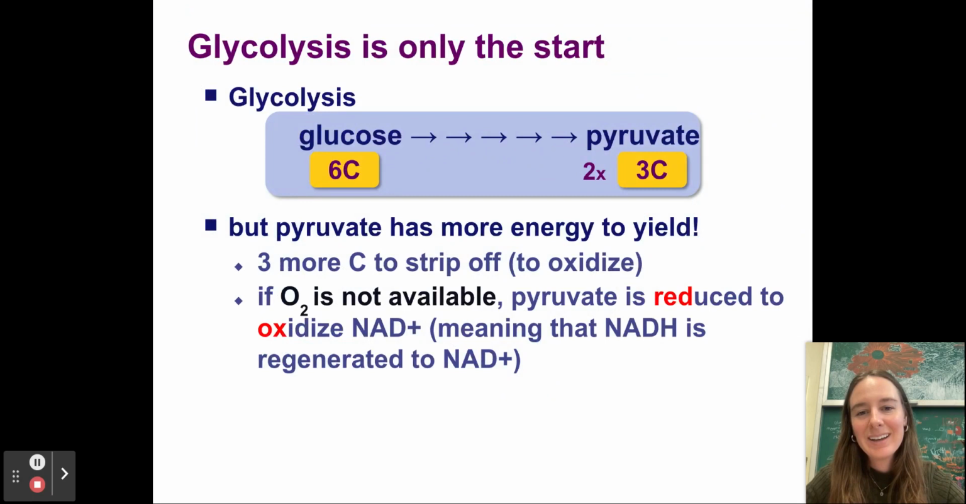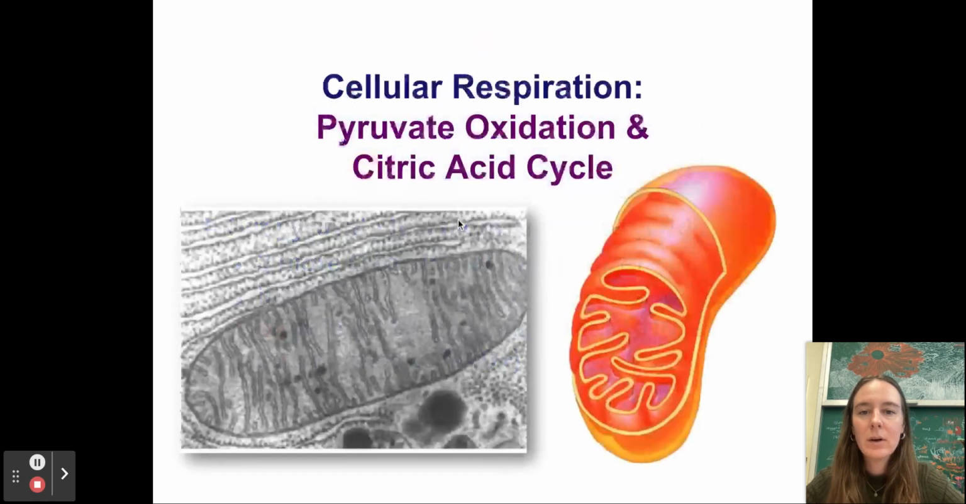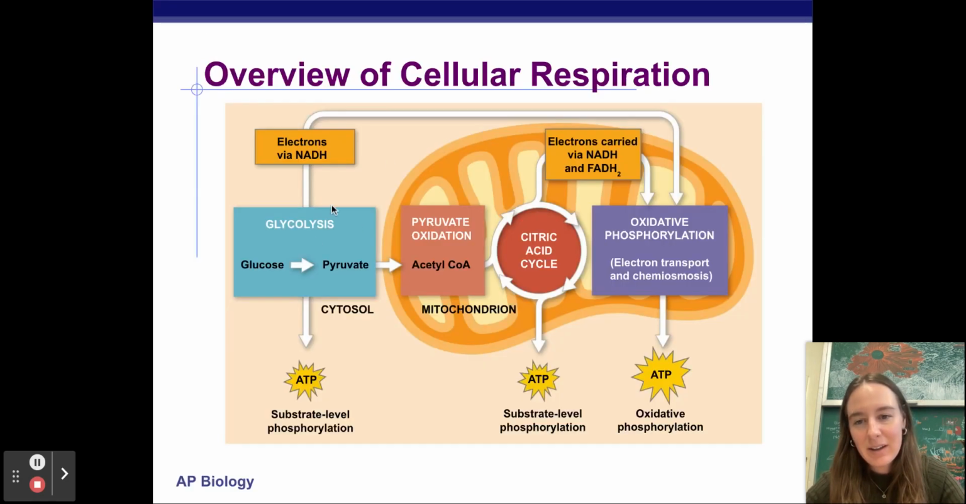So glycolysis is only the start of this whole thing. You start off with your glucose, you make 2 molecules of pyruvate, but there are more carbons here that you can oxidize. These carbons have more hydrogens attached, so you can get more energy out of it. So let's continue on to looking at the next step after glycolysis. What happens next? Let's just do a quick little overview and then we'll get into each one.